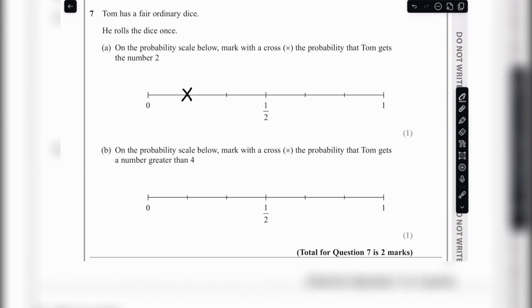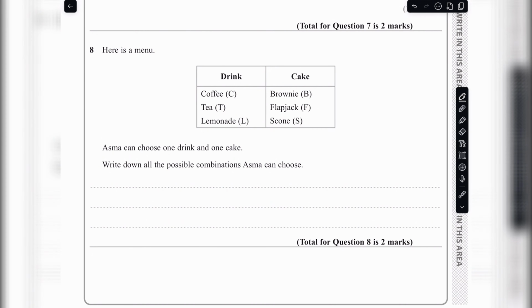In the second part of this question, we are told to mark on the probability scale below the probability that Tom gets a number greater than 4. So in a fair ordinary dice, there are only 2 numbers that are greater than 4, 5 and 6. So that means the probability of him scoring either of these numbers will simply be 2 over 6, and that will be marked here. In question 8, we are given a menu.